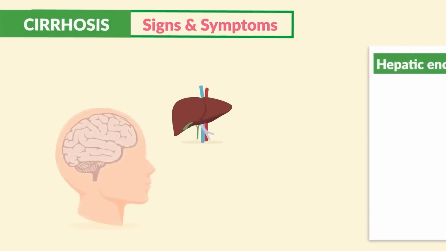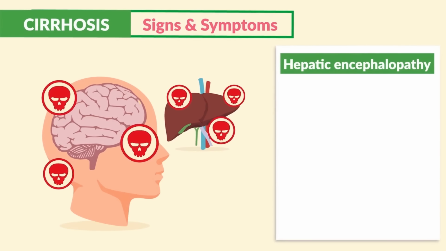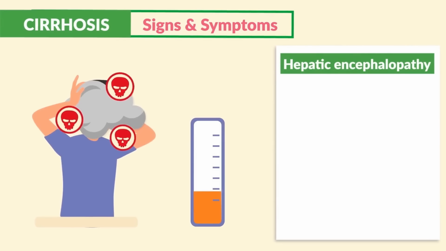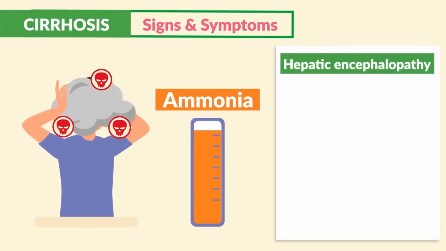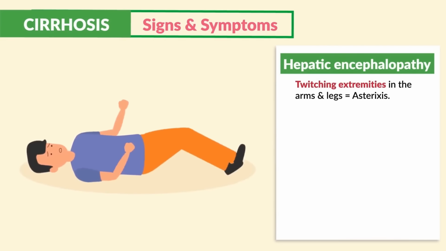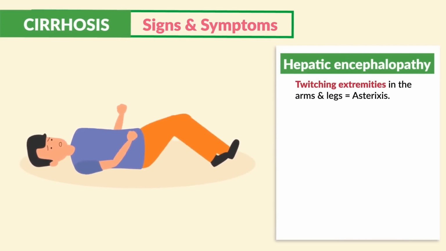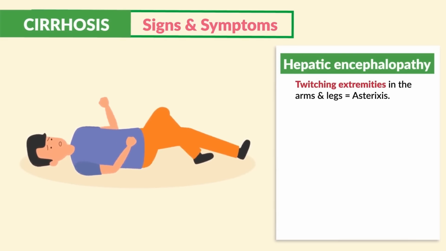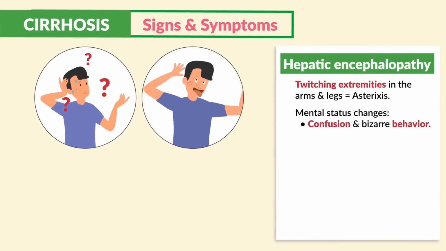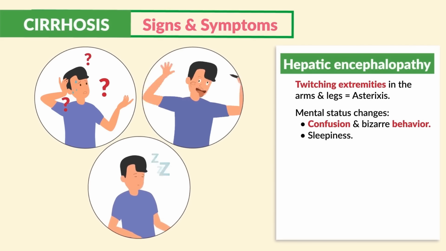Now, in terms of hepatic encephalopathy, as mentioned before, this is that cloudy toxic brain from the high levels of ammonia in that protein. So the key signs to write down is twitching extremities in the arms and legs, known as asterixis, and mental status changes, seen as confusion or bizarre behavior, as well as sleepiness.